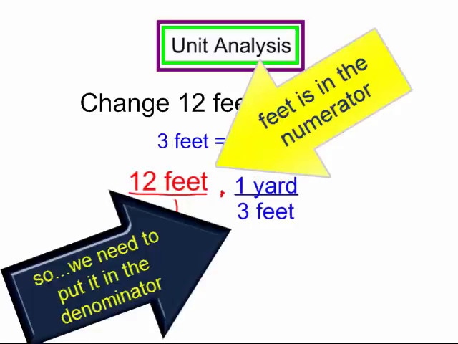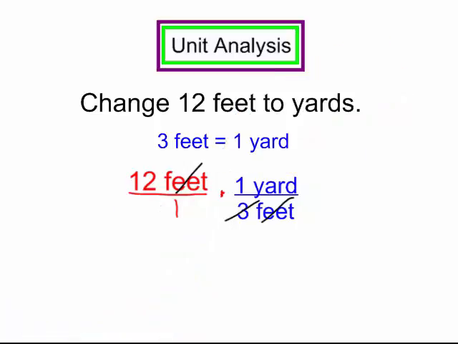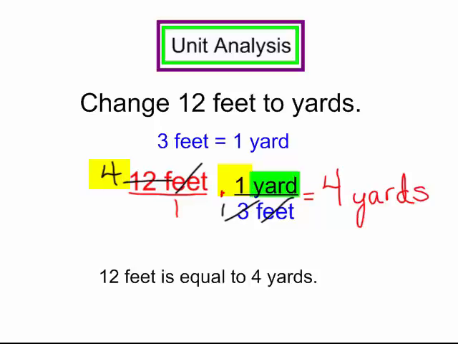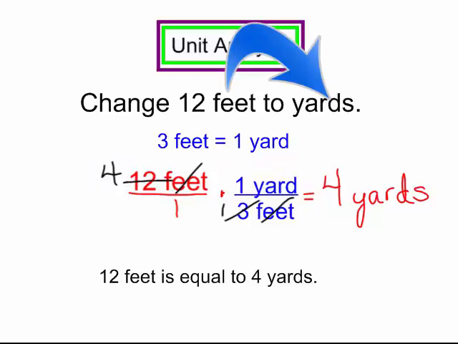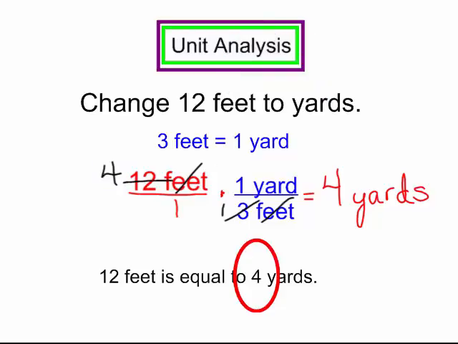Let's do some multiplying. The feet will cancel. 3 goes into 3 one time, and 3 goes into 12 4 times. And now let's multiply. 4 times 1, and I have yards left. So 12 feet is equal to 4 yards. Now this time I went from a smaller unit to a larger unit. I didn't need as many yards, which is why my number got smaller.